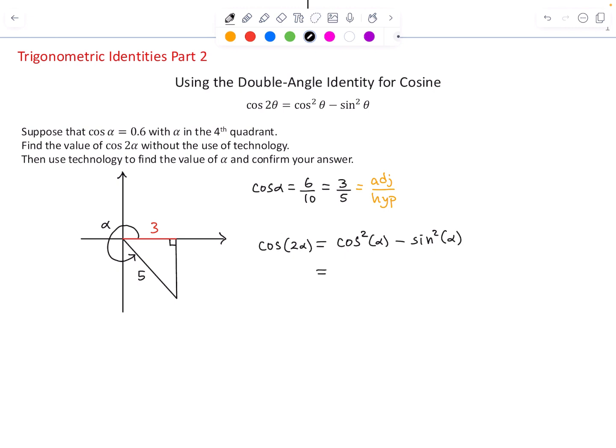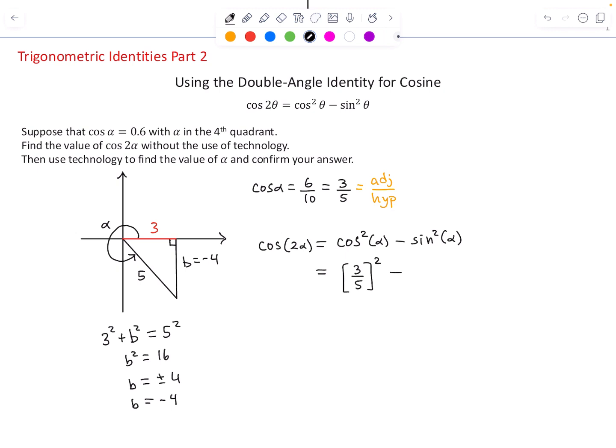Cosine of alpha was given. I'll use the fraction form of it, 3/5. So 3/5, and then we square, minus, and then the sine is opposite over hypotenuse. So it turns out I do need to figure out the opposite. Calling it b temporarily, we know that 3 squared plus b squared will be equal to the hypotenuse squared. So b squared will be equal to 25 minus 9, which is 16. Therefore, b is plus or minus 4. And because we're in the fourth quadrant, we need b to be minus 4.